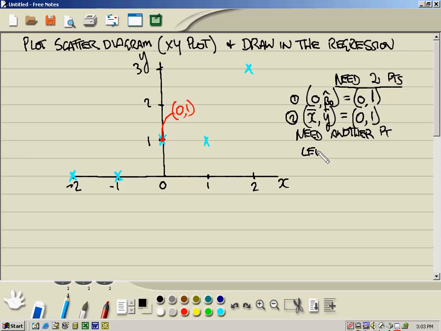So to do that, we'll let x equal some value. We have x going from minus 2 to plus 2. Let's just make our life simple and let x equal 2, and let's work out the value for y. So y hat will then be 1 plus 0.7 times x, and that works out to 2.4. So another point that's on the line, x is 2 and y is 2.4, and that will be roughly here.